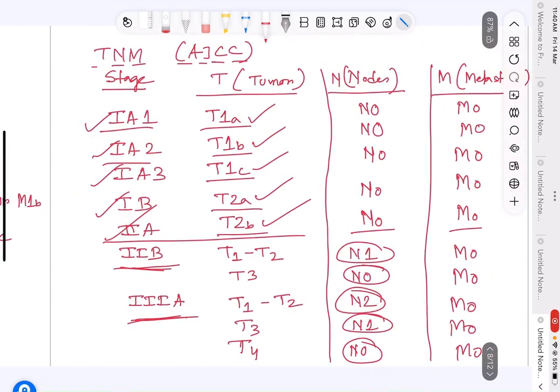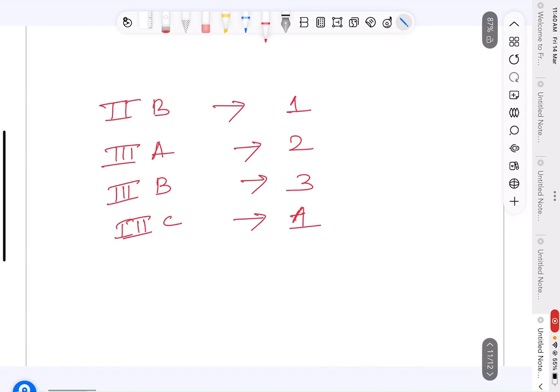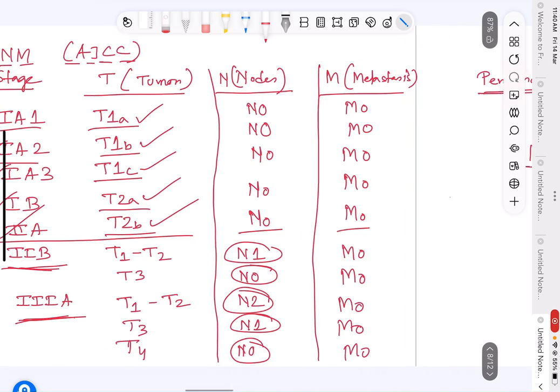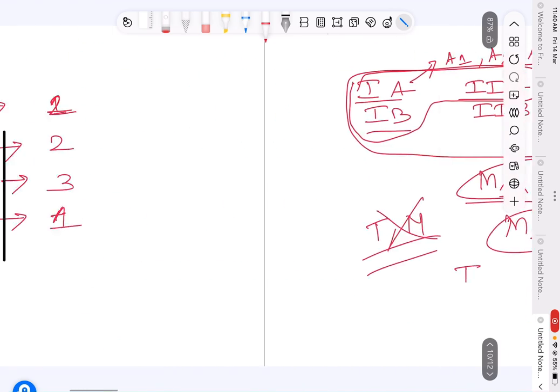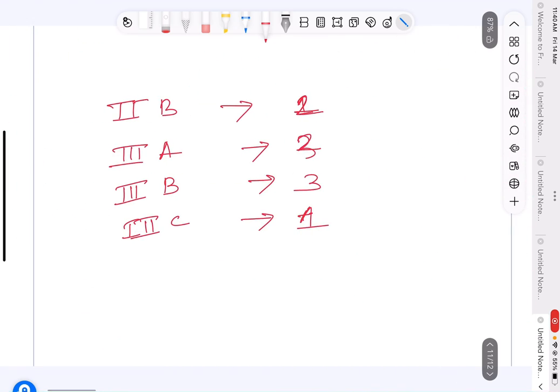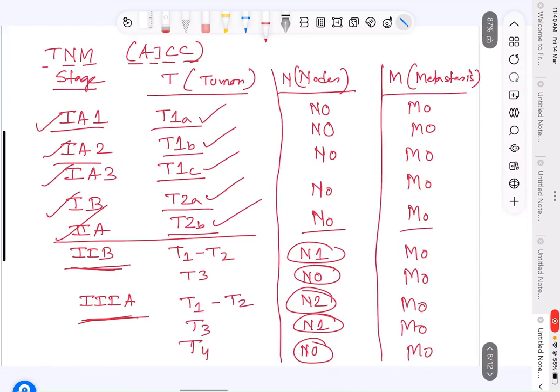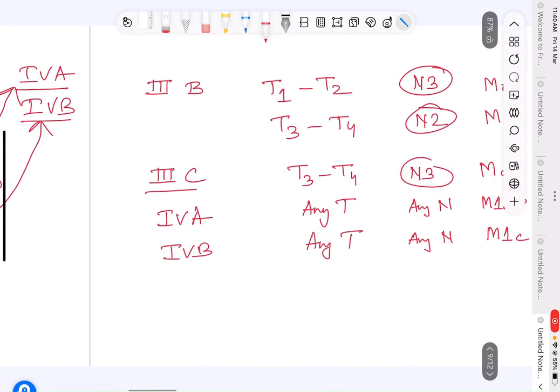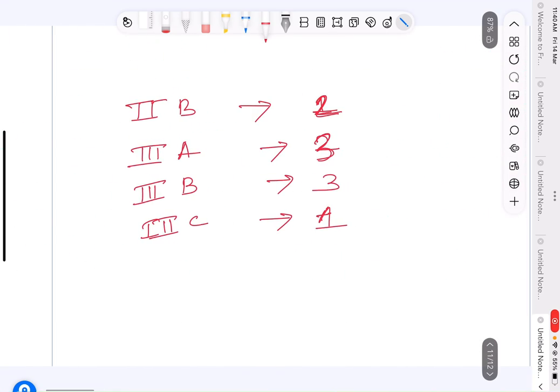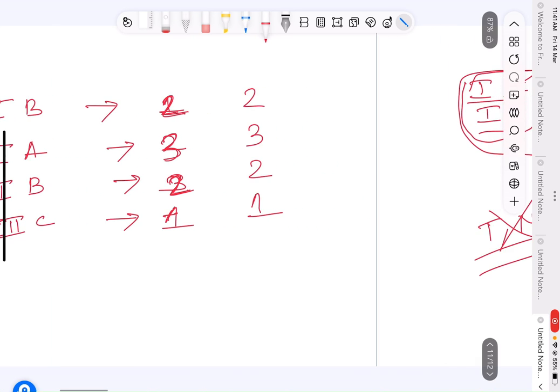2b has 2 groups. क्या लिखा मैंने? 2b में 2 groups, sorry. 2b has 2 groups. 3a has 3 groups. 3b has 2 groups, and then 3c has 1 group. 2 3 2 1. तो 2 कैसे बनाना है?